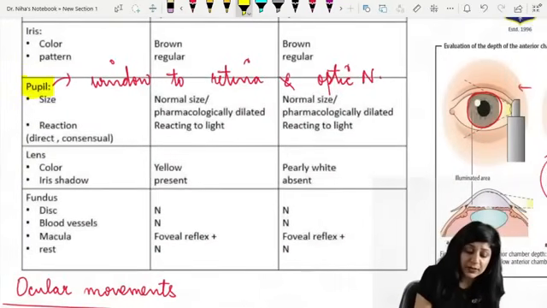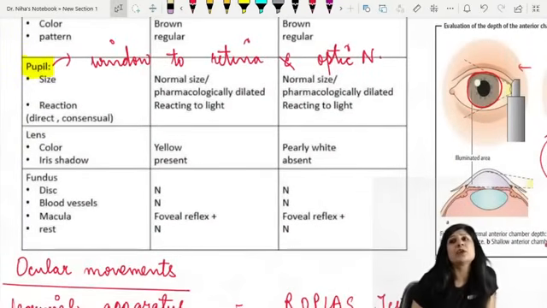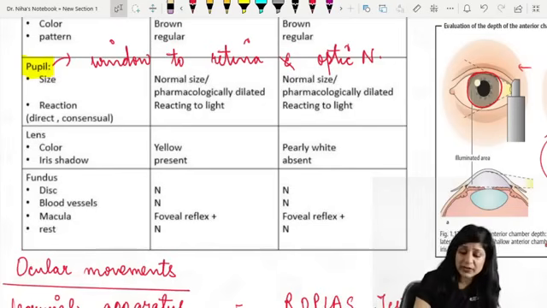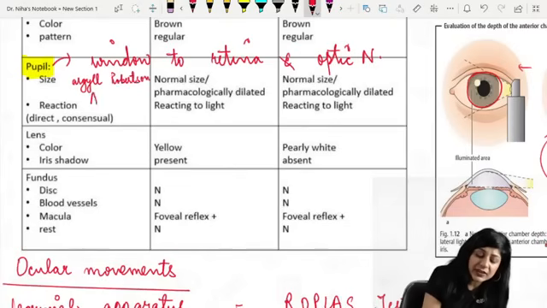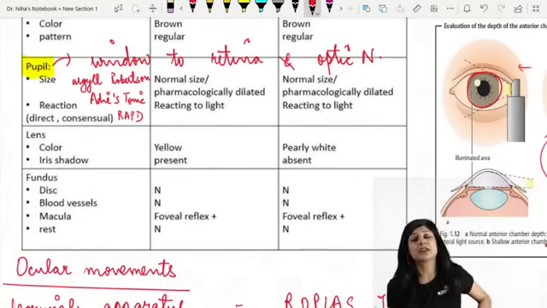Then look for the pupil. The pupil is again very important, because the pupil acts as a window to your optic nerve and the retina. If you have any abnormal pupillary reactions, then you will come to know whether the optic nerve is intact or not. Look for any abnormal pupillary reactions. It can be an Argyll Robertson pupil, or an Adie's tonic pupil, or we can have an RAPD as the earliest indication of optic nerve disease.